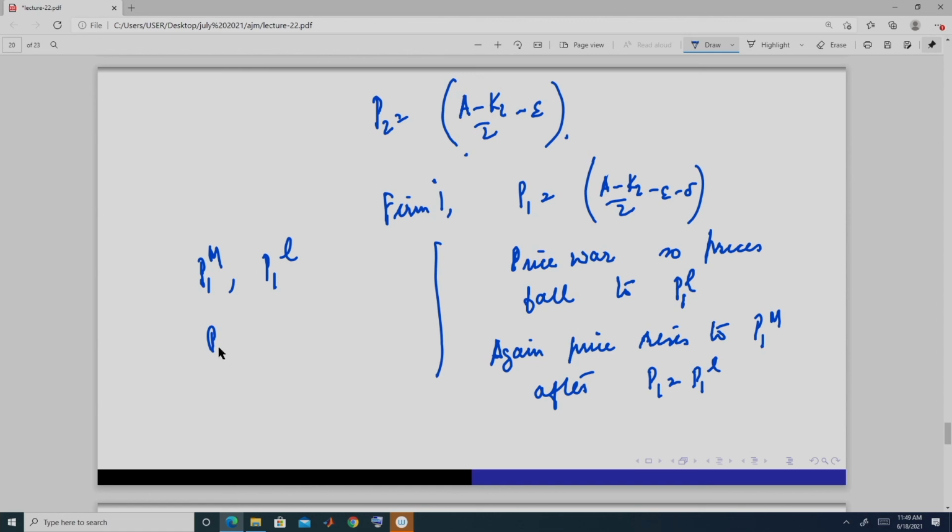From here it will move to P1L by falling. So, price will fall and it will reach this, and then from here it will start moving to this, and then again it will be like this. So, this is called the Edgeworth cycle.